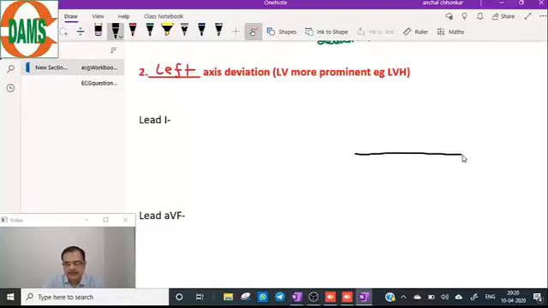Lead 1, minus plus. AVF, minus plus. Range for right axis deviation: anything more than plus 110 will be considered as a right axis. More than 110 is right axis.